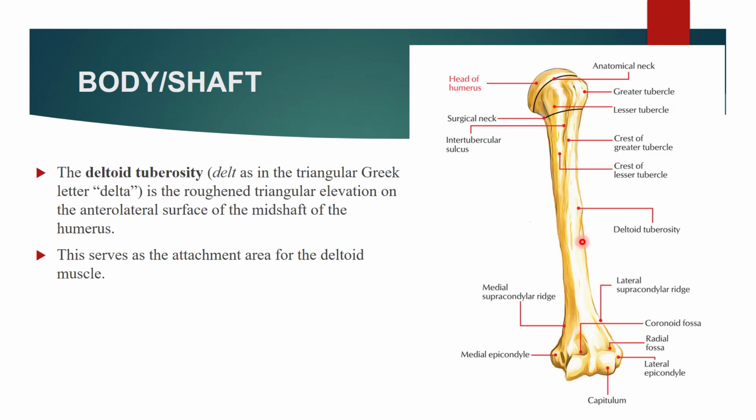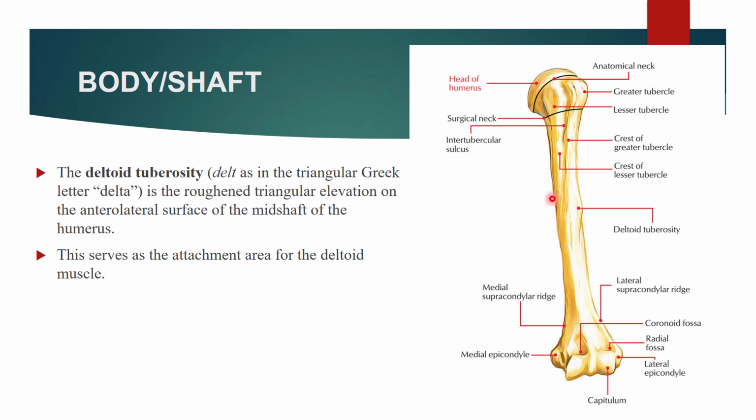Now we will discuss the body or the shaft of the humerus. There is a deltoid tuberosity. Can you see here in this diagram? This is the deltoid tuberosity. Delt as in the triangular Greek letter delta. So the word delt comes from the word delta. It is a roughened triangular elevation on the anterior lateral surface of the mid shaft of the humerus. This deltoid tuberosity is present in the middle of the shaft, on the anterior lateral surface. So it is facing laterally and anteriorly.